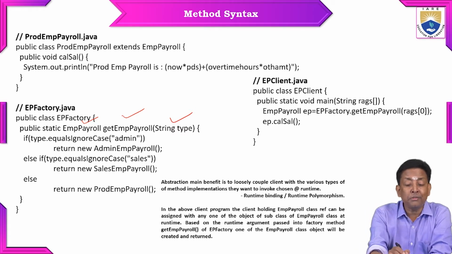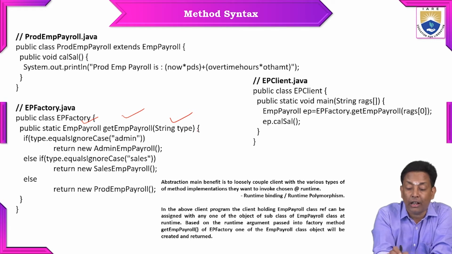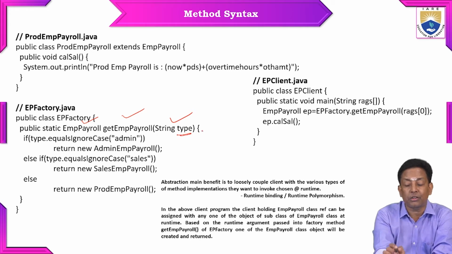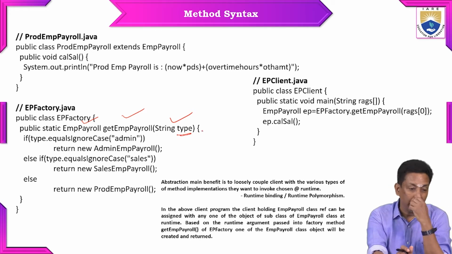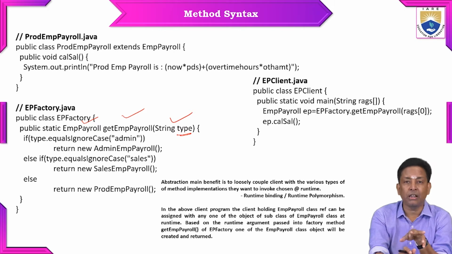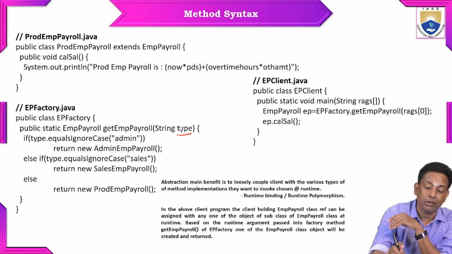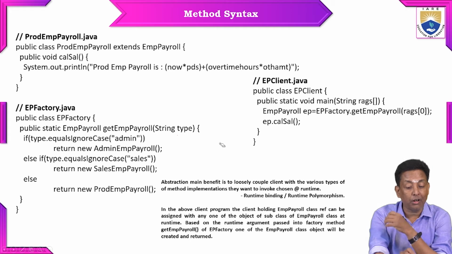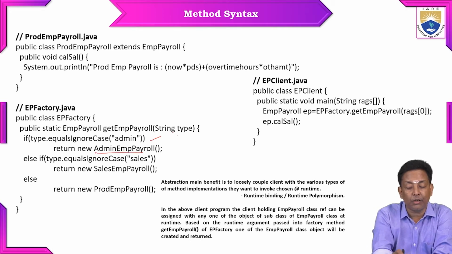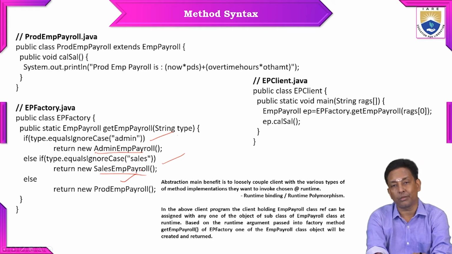So in this method, what I'm doing is taking the employee type. If the type is a string, the String class has two methods called equals and equalsIgnoreCase. The equals method compares two string objects case-sensitively. EqualsIgnoreCase ignores the case and checks only whether the characters are the same or not. So here I'm checking: if type.equalsIgnoreCase("admin"), I'm creating and returning an admin employee class object. If it is sales, I'm creating and returning a sales employee class object. If not, I'm creating and returning a production employee class object.